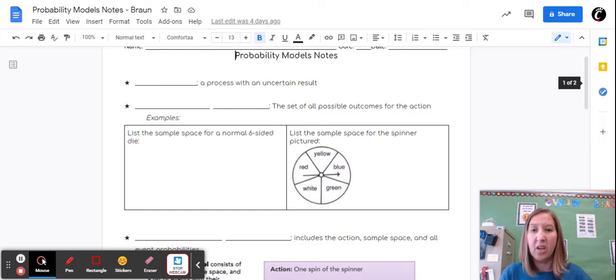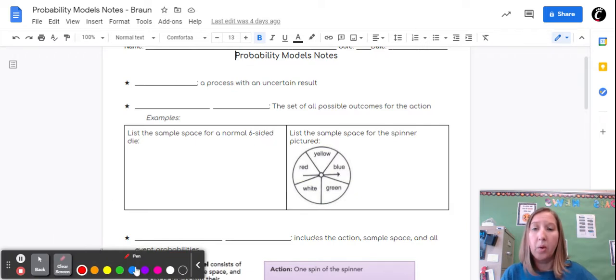So to kick things off, we have probability models. We're going to look at some different vocab that we've actually talked about already a little bit when we started on Monday. But we're going to go into it a little bit more. So our first blank here, we have some vocabulary. We are going to fill in an action is a process with an uncertain result.